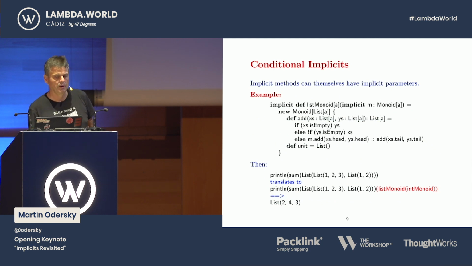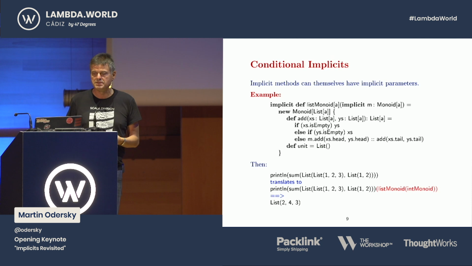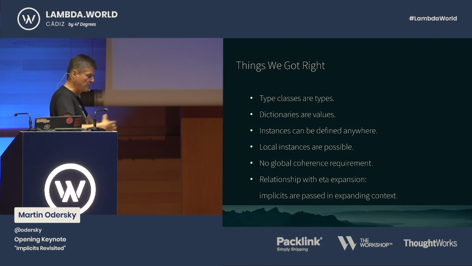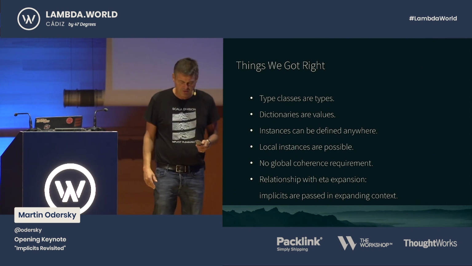Okay, and finally, there was a way already to do conditional implicits, which is just an implicit def, like the list monoid here, that takes another monoid of the type parameter as an implicit argument. So that way you could get conditional implicits. Good. So that was sort of the flashback of what happened in 2006.